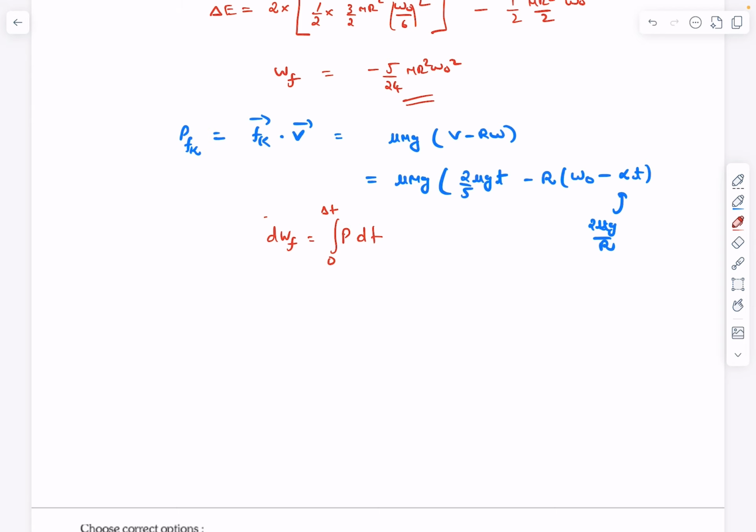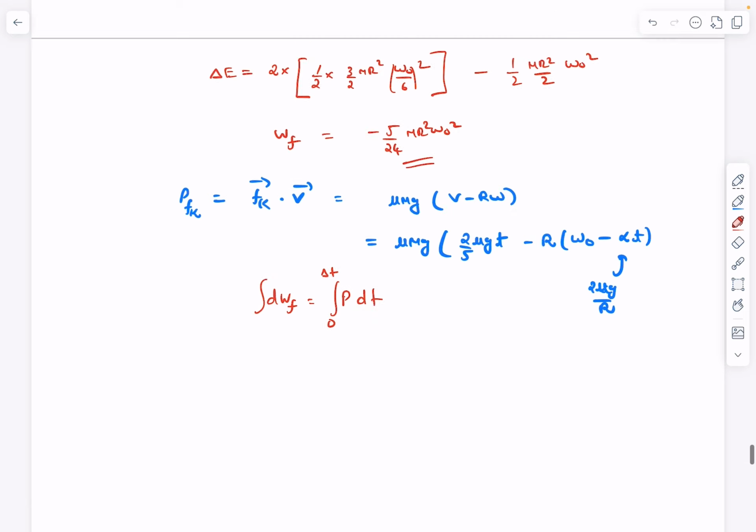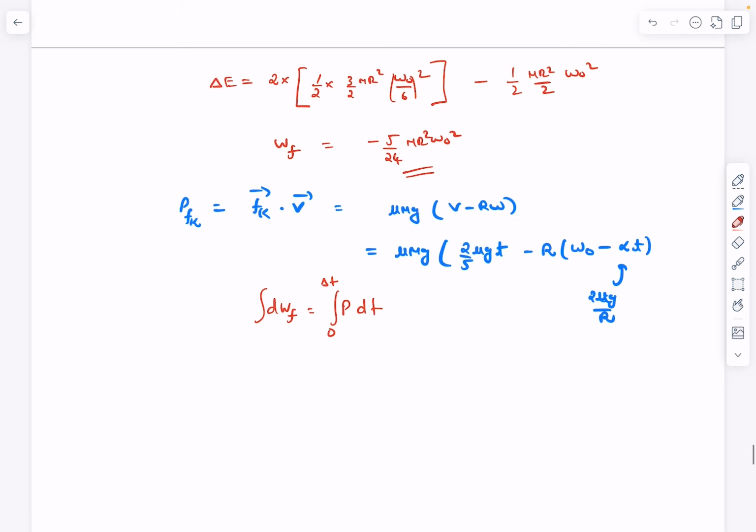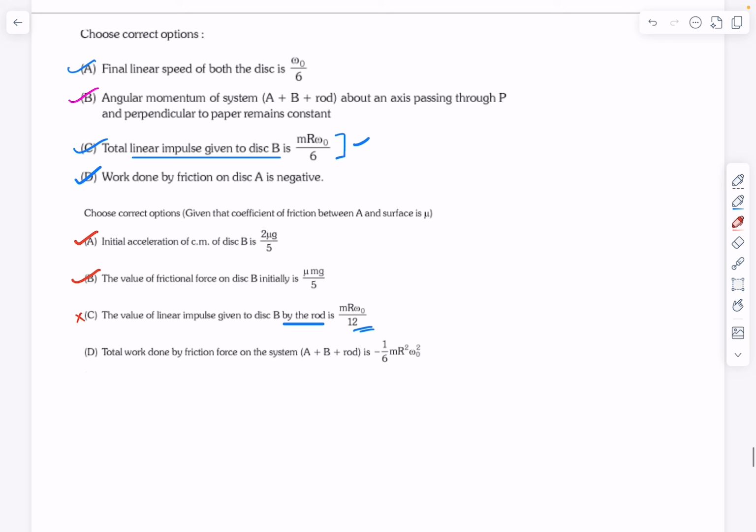Okay, so I'm skipping this method. You guys can try it as homework. So these are two ways in which you can solve the work done by friction part. So that's about it for this question. Now let's move on to another question.